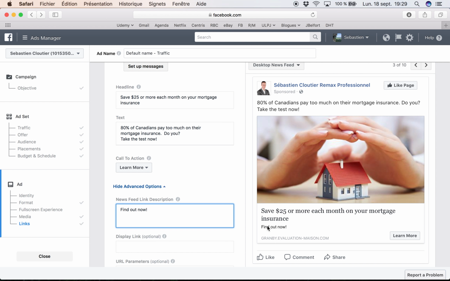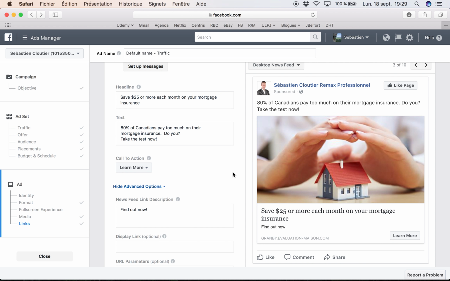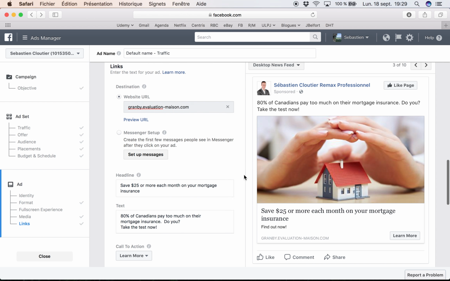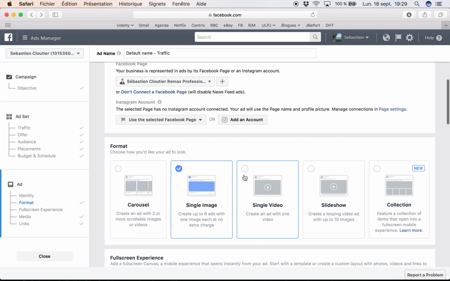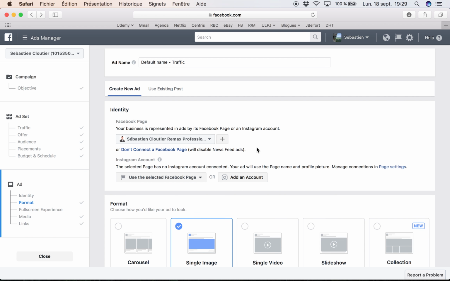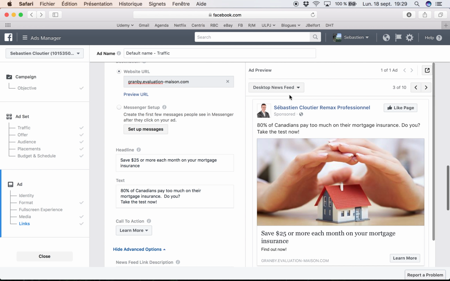So that's how I override this sentence that just appears for apparently no reason. I don't like that, so I like to have control. I find it out now and then I get rid of that little sentence right there. All right, so this should cover 98% of your questions on how to do an ad on Facebook.